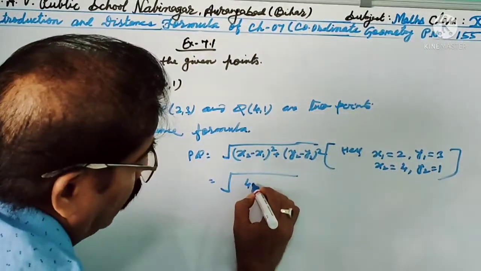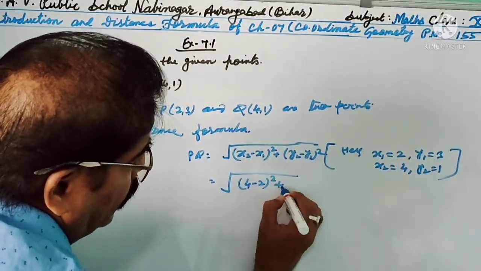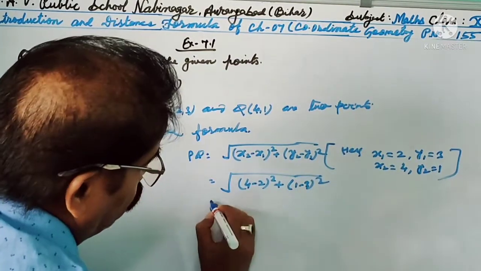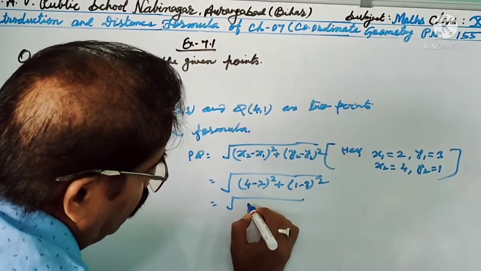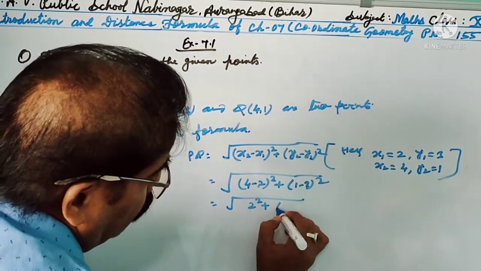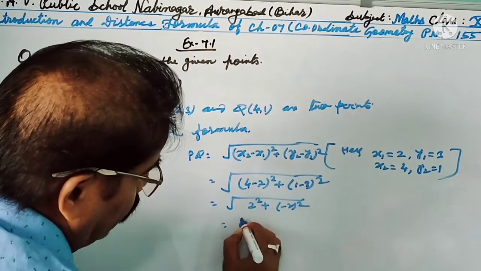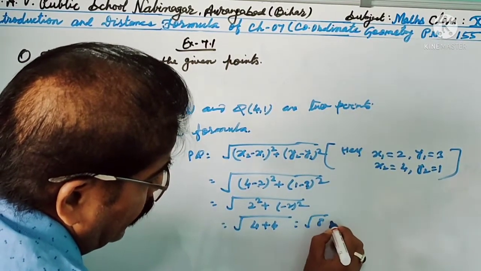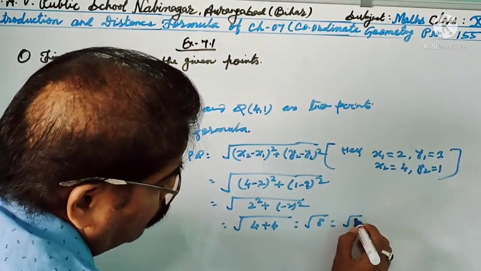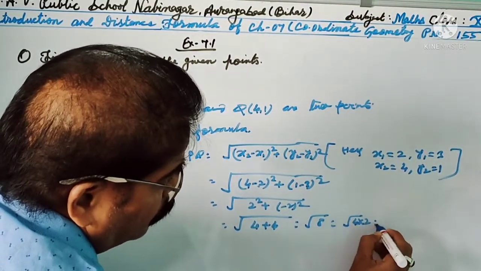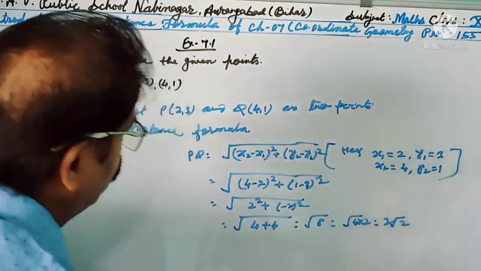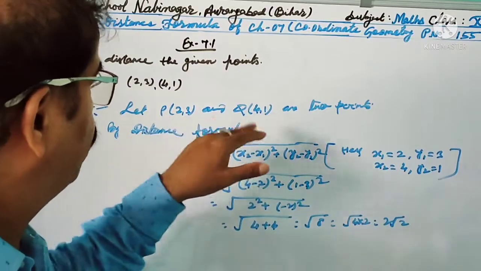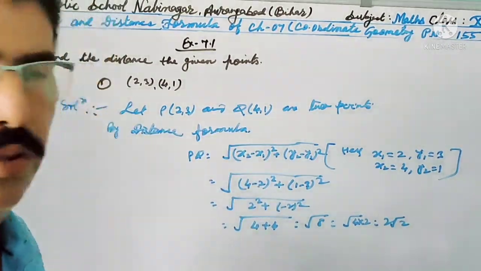That is equal to (4 minus 2) square plus (1 minus 3) square, which is 2 square plus (minus 2) square, equal to 4 plus 4, that is 8. That means 8 equal to 4 into 2, so 2 root 2. So the distance of PQ is equal to 2 root 2.